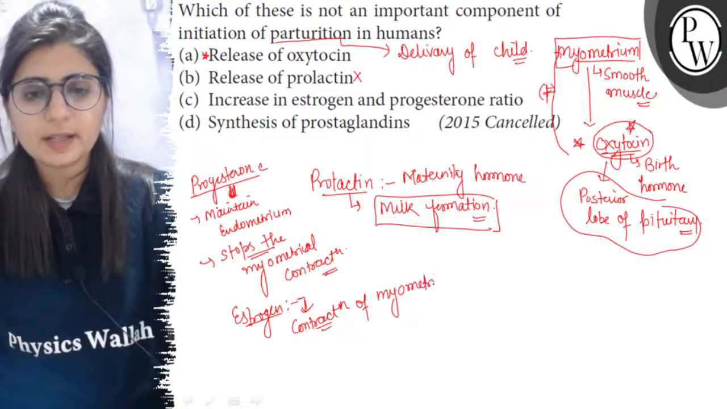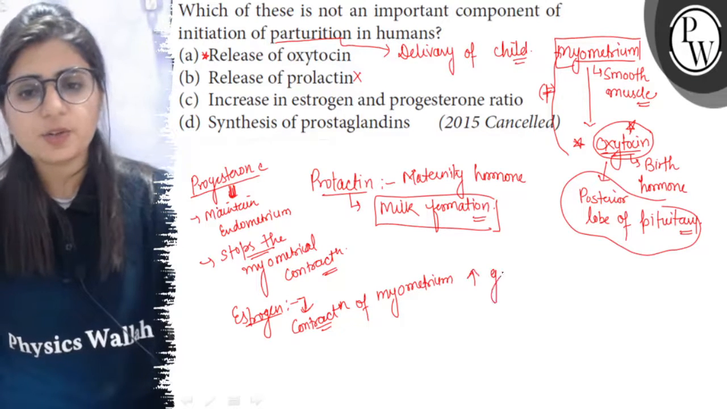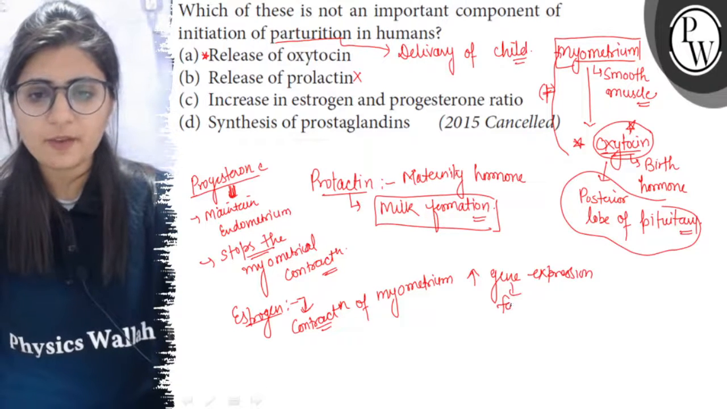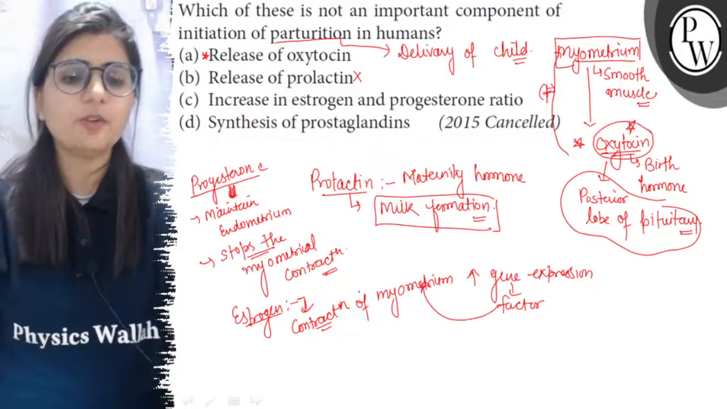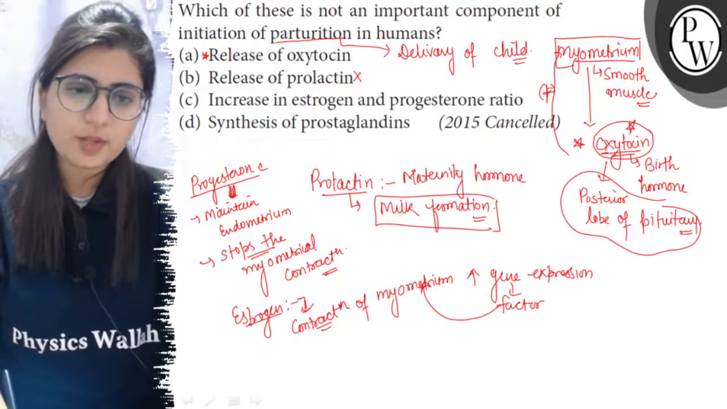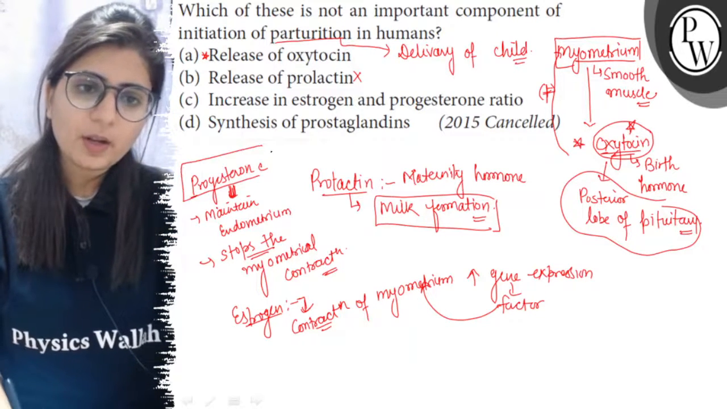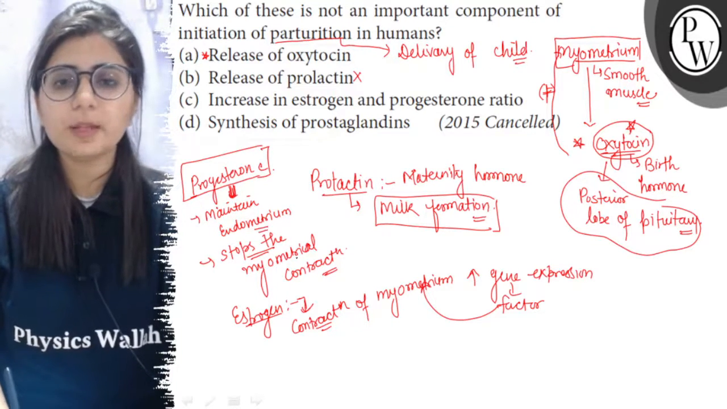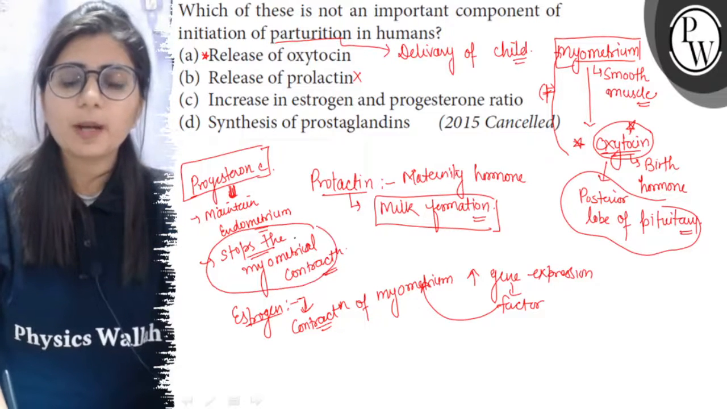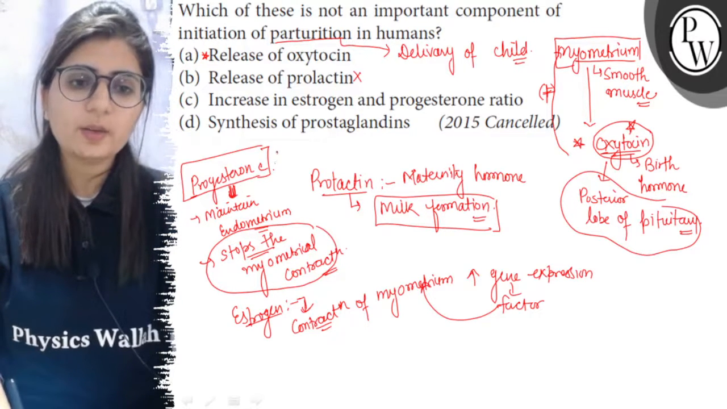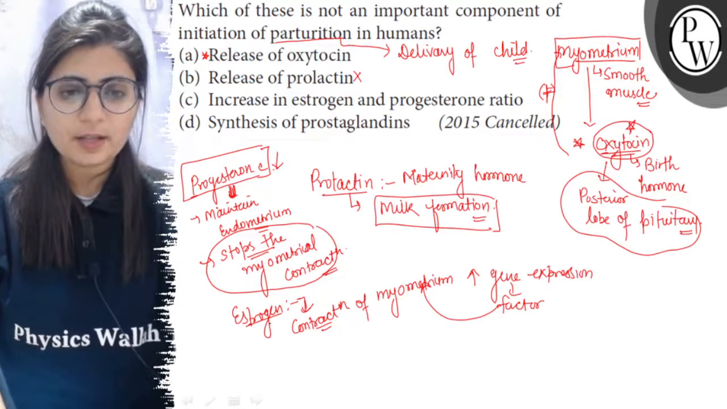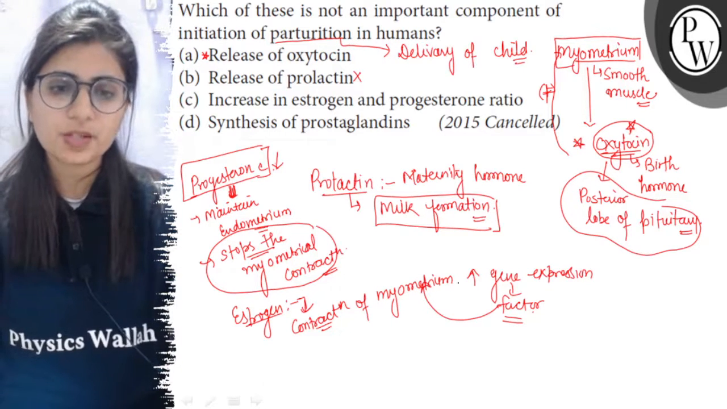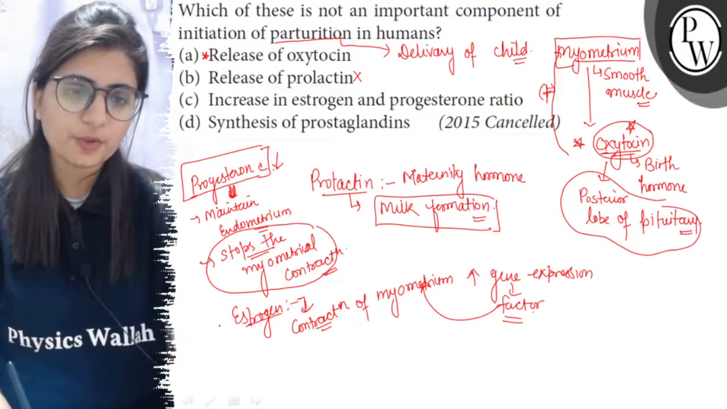So it is found that it increases the expression of genes which are involved in the formation of certain factors which are involved in contraction of myometrium. So during the parturition, it is required to lower down the level of progesterone, because otherwise the myometrium will be in quiescent stage, it will not contract. So for myometrial contraction, it is required to lower down the level of progesterone, and estrogen level should be increased, because it will increase the expression of those genes which are involved in the contraction of myometrium.